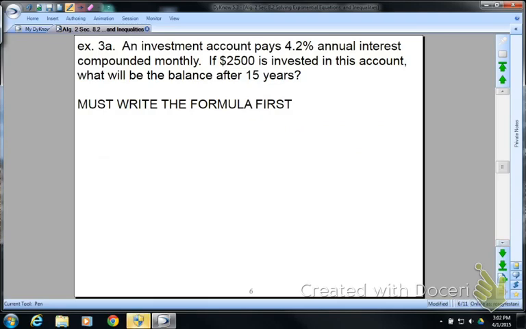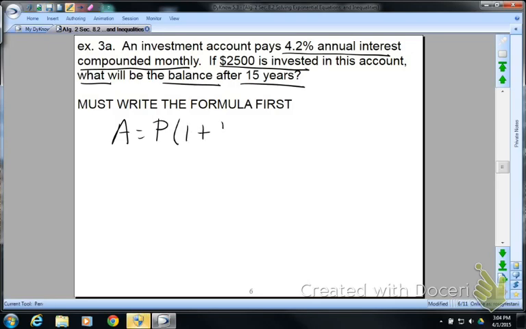All right, example 3A. An investment account pays 4.2% in annual interest, compounded monthly. If $2,500 is invested in this account, what will the balance be after 15 years? First thing we do is write the formula. A is equal to P times 1 plus R over N to the NT power.